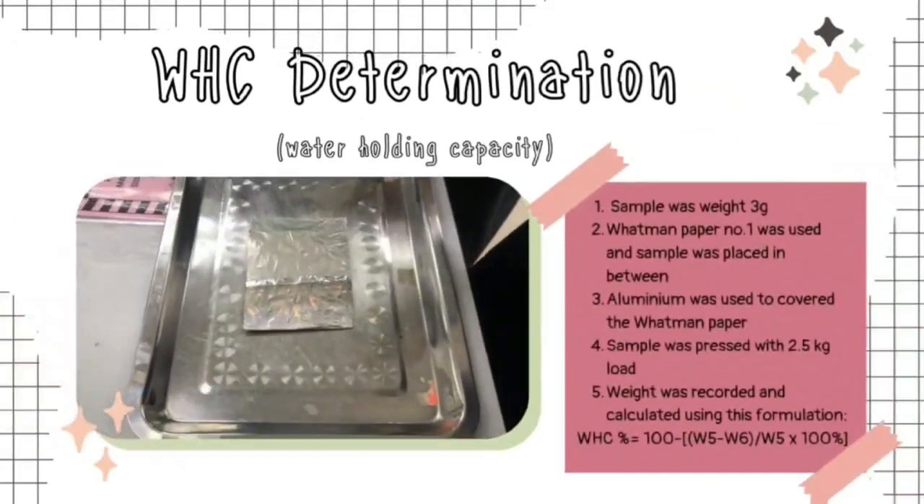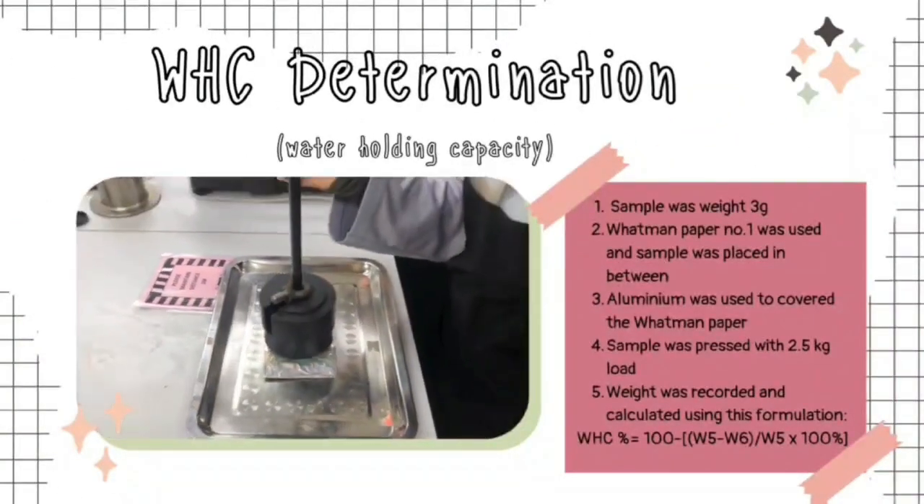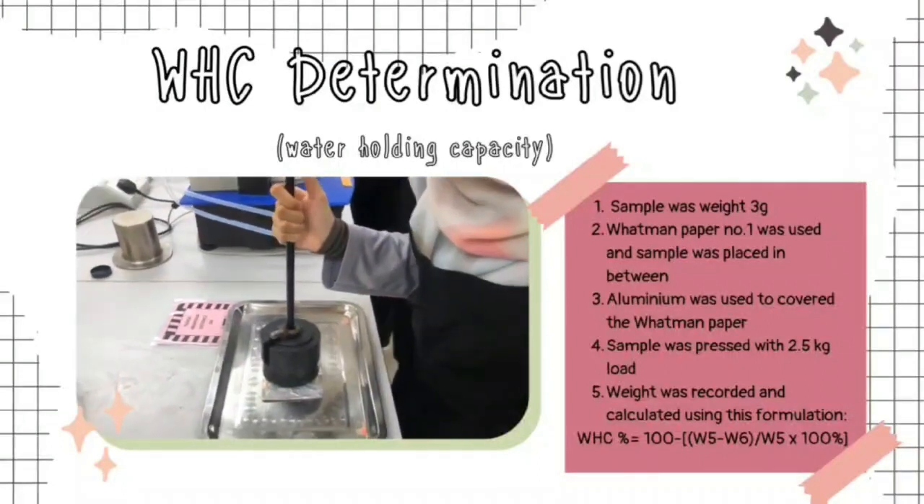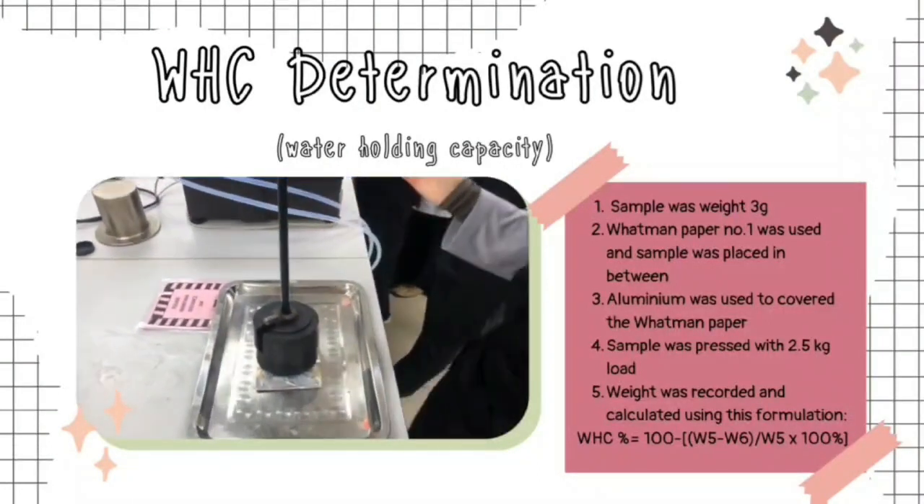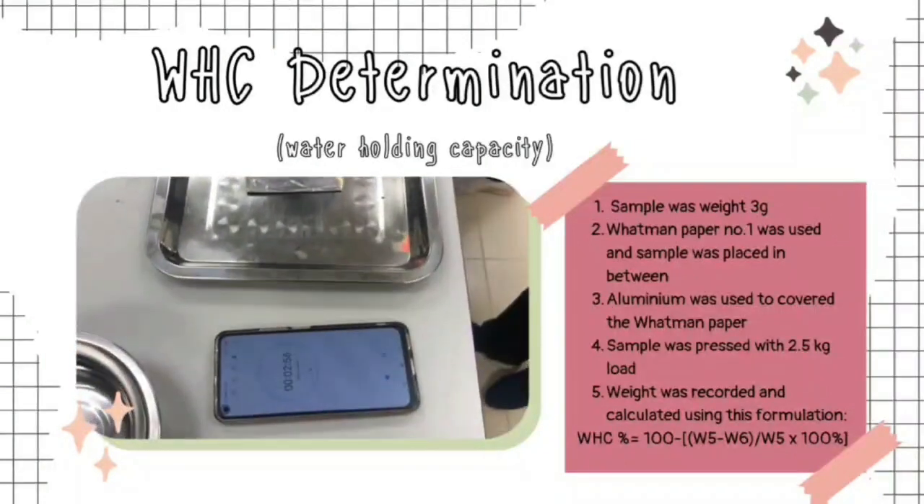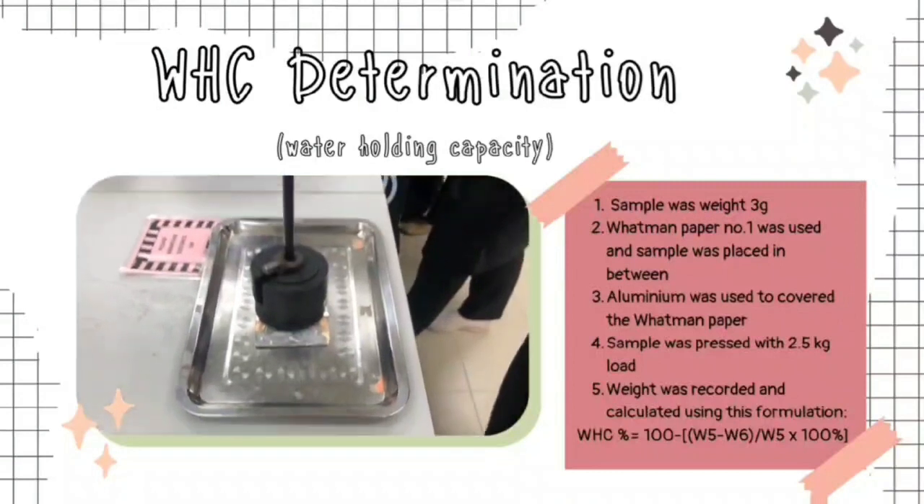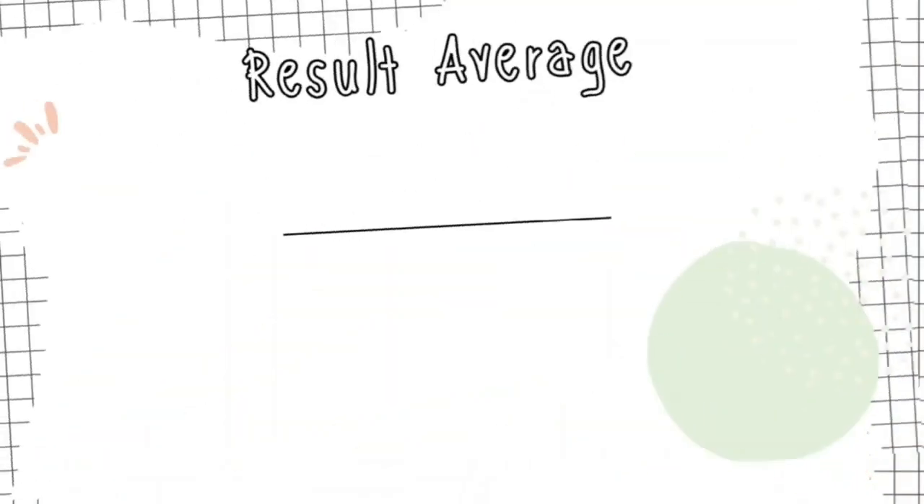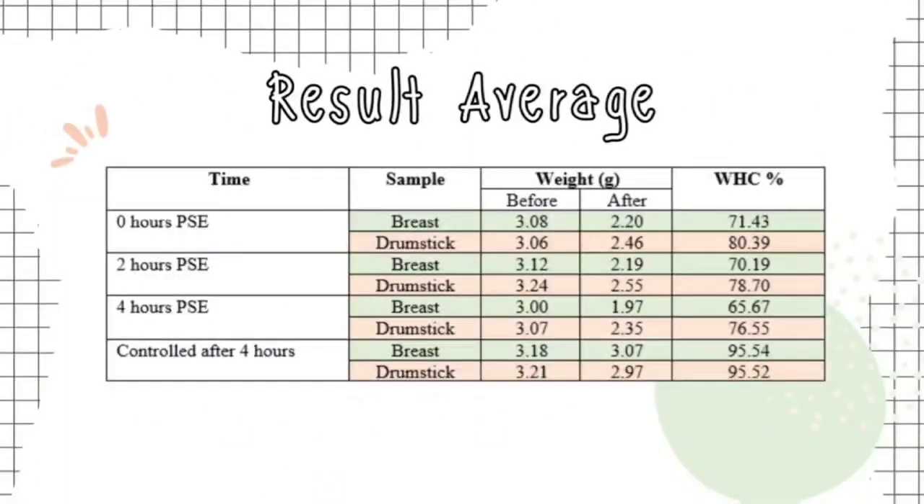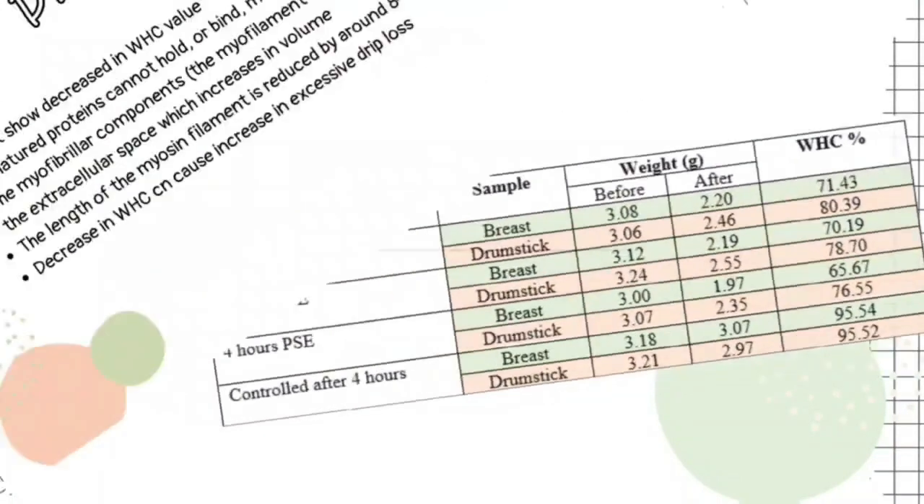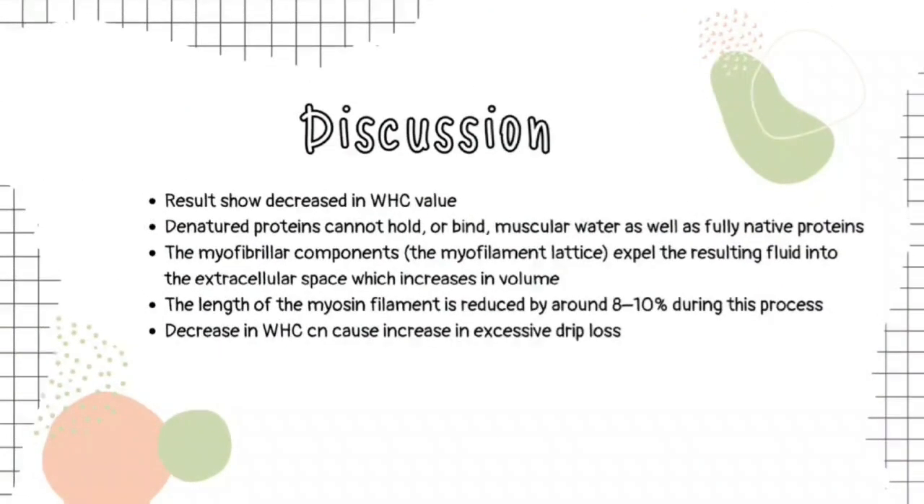Analysis of water holding capacity was done. First of all, the sample was weighed at 3 grams and placed in between Whatman paper. Then, aluminium was used to cover it and the sample was pressed with a 2.5 kilogram load. After 3 minutes, the sample was weighed and calculated using a given formula. This is the result obtained after the calculation was done. Results show a decrease in WHC value.